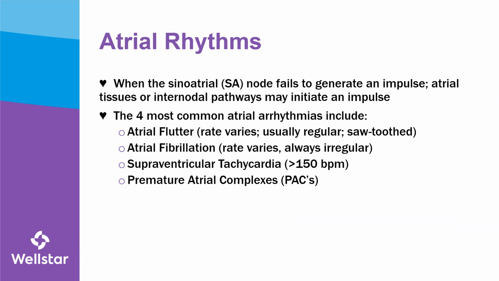Atrial rhythms. When the sinoatrial node fails to generate an impulse, atrial tissues or internodal pathways may initiate an impulse. The 4 most common atrial arrhythmias include atrial flutter, atrial fibrillation, supraventricular tachycardia, and premature atrial complexes.